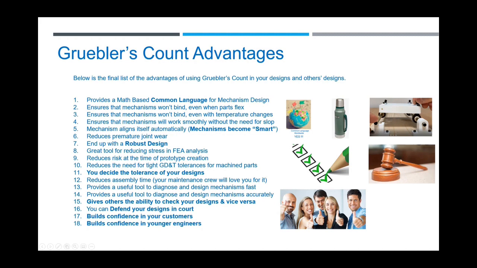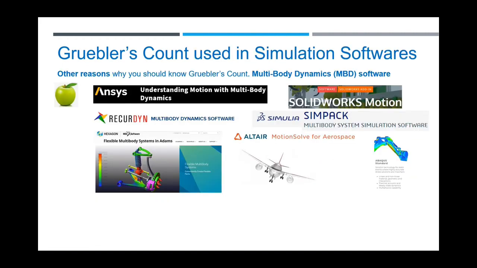And then obviously, what does it do? It builds confidence in your customer. That's very important because you're giving them the right tools to check your work with, right? They know that there's no other tool you can use to check your mechanisms besides Gruebler's. And obviously it gives your young engineers more confidence too. Gruebler's count is also used in simulation software, just like I was telling you about the Atom software. Simula uses it, Altair uses it, ANSYS. But the precursor to using this software is you have to know Gruebler's. You have to design using Gruebler's or the software will give you wrong answers.